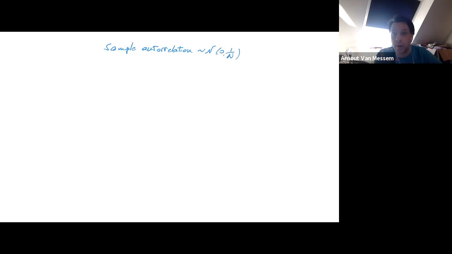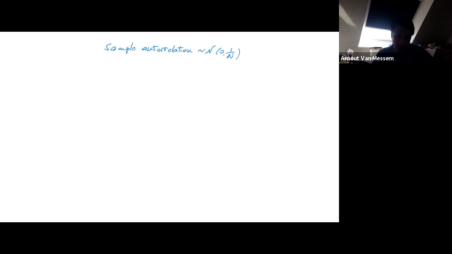So here, because we are looking at the data, the actual data that we collect, this is the sample autocorrelation, not a theoretical one. It is normally distributed with mean 0 and variance 1 over n, so the number of observations or time points, basically. And what is being used there is another formula.